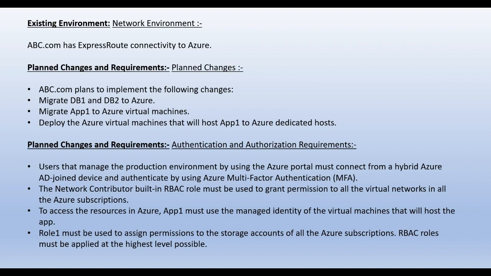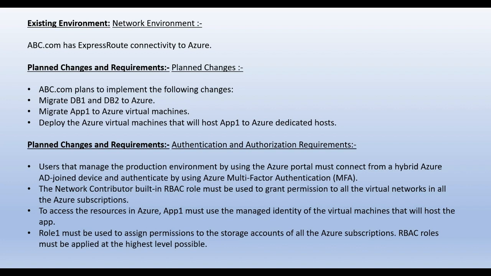So in the existing environment, we have the network side. abc.com has ExpressRoute connectivity to Azure. So we have on-premises and Azure directly connected through ExpressRoute. Plan changes and requirements. So these are the future plan changes that abc.com is planning. abc.com plans to implement the following changes: migrate DB1 and DB2 to Azure, migrate F1 to Azure virtual machines, and deploy the Azure virtual machines that will host F1 to an Azure dedicated host.